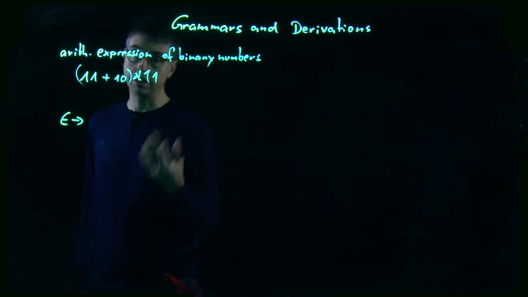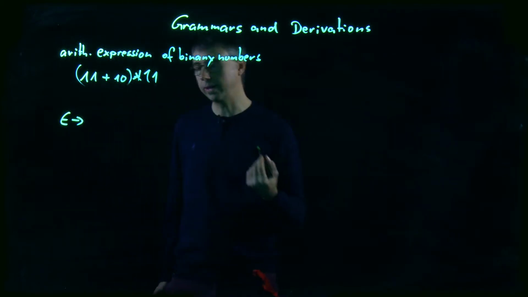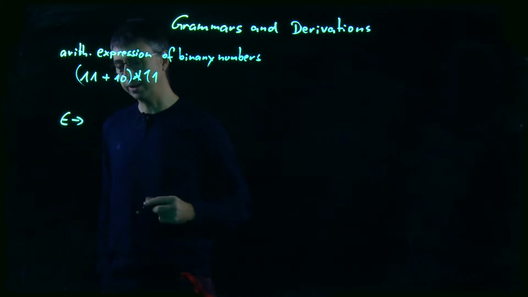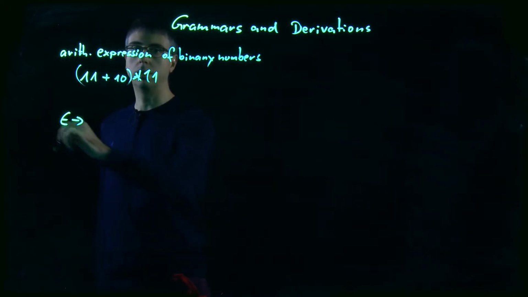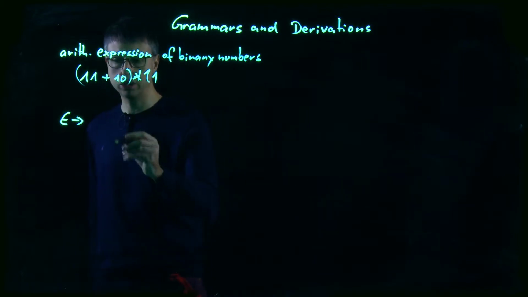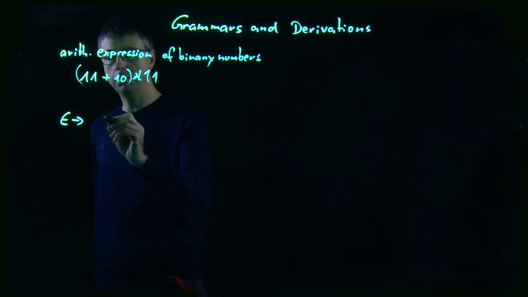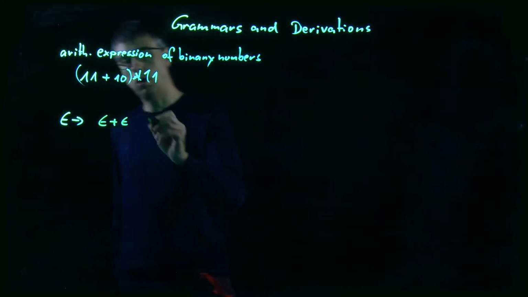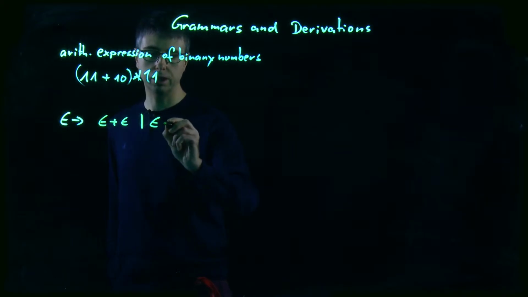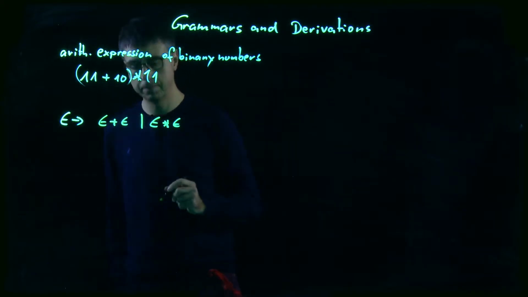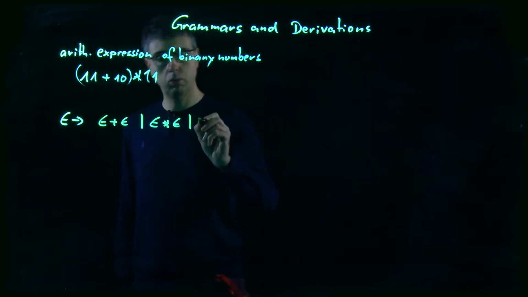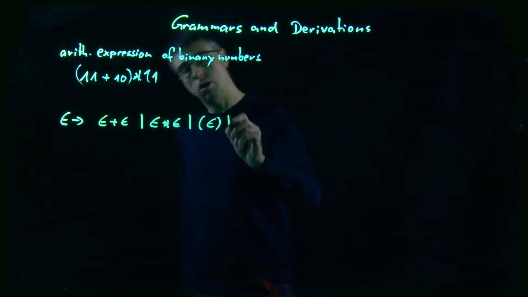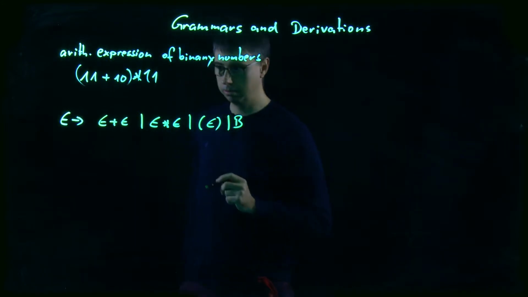Grammars essentially consist of substitution rules. So we can substitute a left-hand side by a right-hand side, and let's say we start with the symbol E for expression, and we say, an expression can be an expression plus an expression. Or alternatively, it can be an expression times an expression. Or we are allowed to put parentheses around an expression. Or alternatively, it can be a binary number.